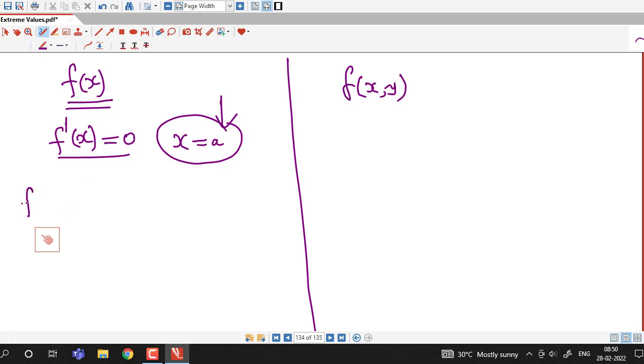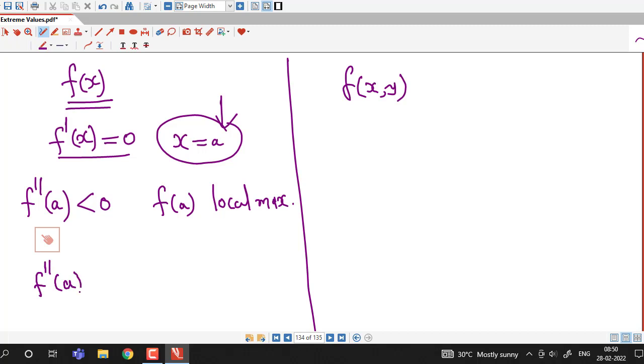We know that if the function is differentiable, then if the second derivative at this point is negative, then f(a) is a local maximum, and if the second derivative at point a is positive, then f(a) is a local minimum. So we are going to generalize this second derivative test for functions of two variables also.